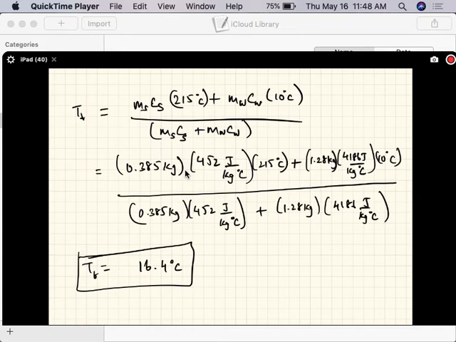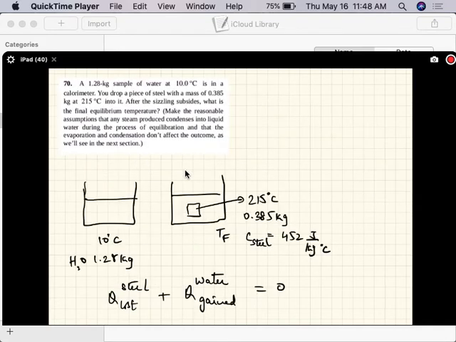And the thing to notice is, the final temperature of the water and the steel is 16.4 degrees Celsius. The steel object dropped from 215 to 16 degrees Celsius. And the water temperature rose only from 10 to 16 degrees. So the water's temperature rose by 6 degrees and the steel's temperature dropped by 200 degrees. Why is that?